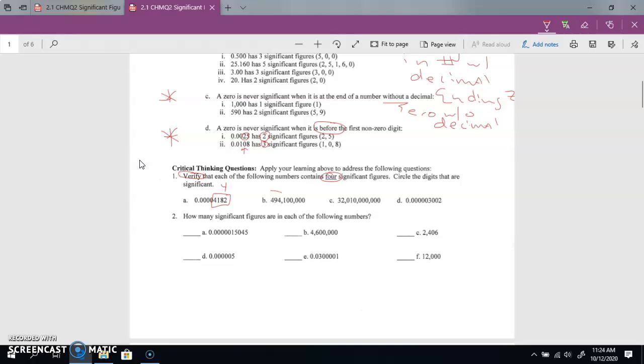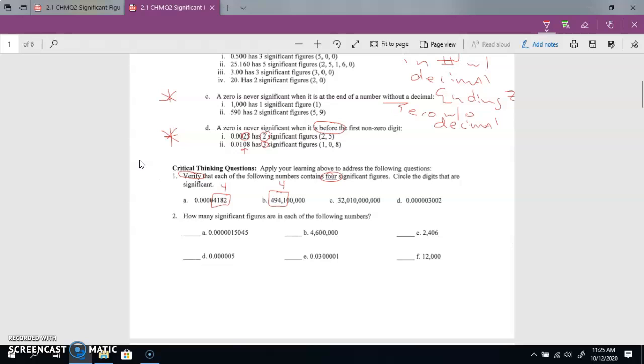Okay, likewise, we have 4 significant figures right here, because rule 1 says that all 4 of these non-zero digits are significant. And then if we apply the rule about ending zeros in a number without a decimal, these are not significant right there. Okay, I want you to complete C and D.